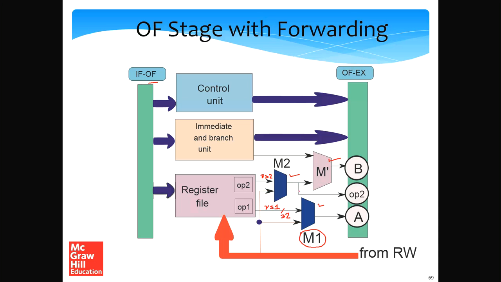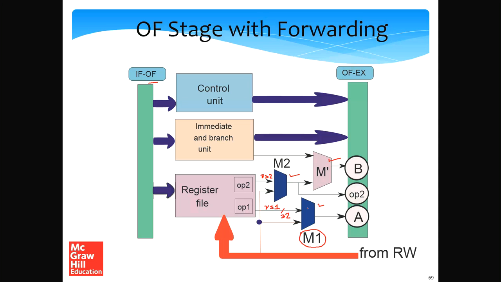We had also discussed that in the case of a store instruction, it is necessary to store the value of the second source register that we read. That was stored in the OP2 field. So that is also there.